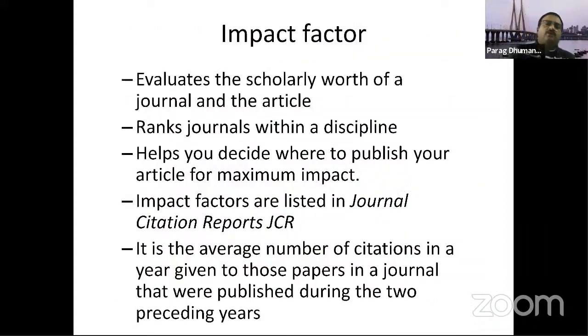Now, coming to impact factor, I'm sure you must have heard about this. It evaluates the scholarly worth of a journal and article. It ranks the journal in that discipline. It helps you decide where to publish your article for the maximum possible impact factor. It is given by JCR. It is the average number of citations. If I am writing an article, and I quote some text from your article, I cite your article in the reference. That is called a citation. So it is the average number of citations in a year given to those papers in a journal that were published during the 2 preceding years.